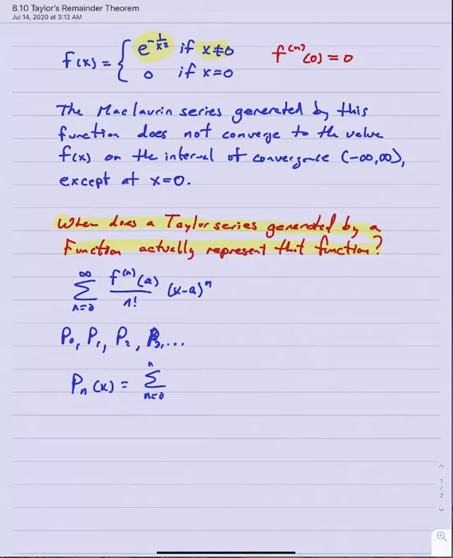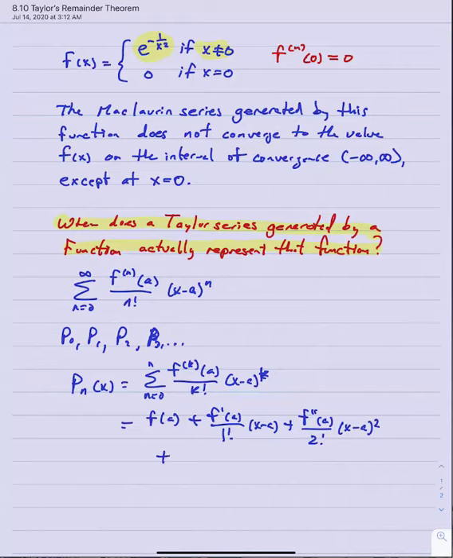was the nth degree polynomial that looked like this. And again, what we mean by that is f of a plus f prime of a over 1 factorial times x minus a plus second derivative of the function at a over 2 factorial x minus a squared plus dot dot dot up to the nth degree term, for which the Taylor coefficient is the nth derivative of the function at the center over n factorial, and again times x minus a to the nth. And of course we understand that this is a partial sum, so we're only adding up the first n plus 1 terms of this infinite series.